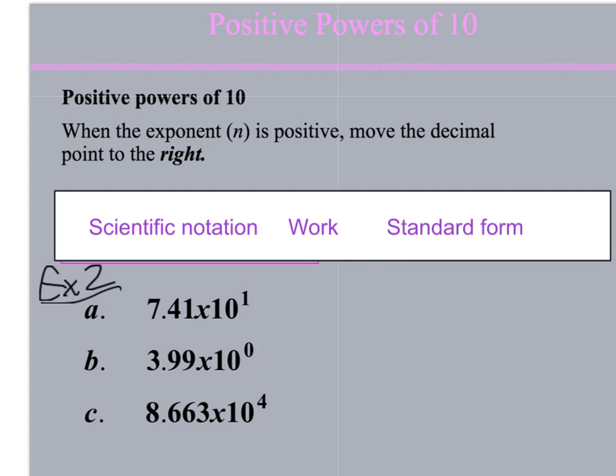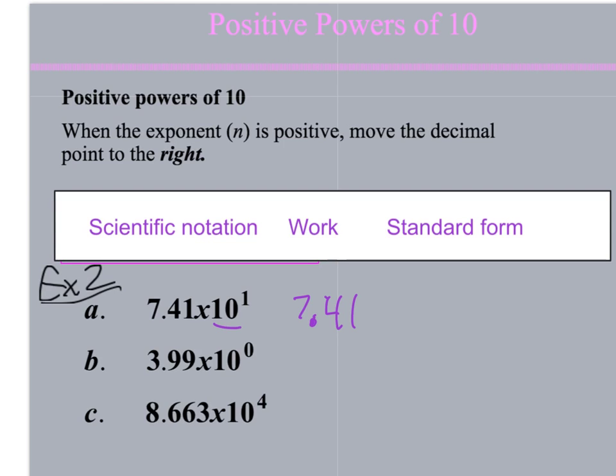Call it A, B, and C. And if you need to pause the recording while students copy the questions down, that's just fine. So once the questions are copied, we're going to go into our chart, and in the middle column, we're going to show our work. So to show your work, you're going to rewrite the decimal portion only. And then we're going to take our decimal point and move it as many times as the problem is asking us to.